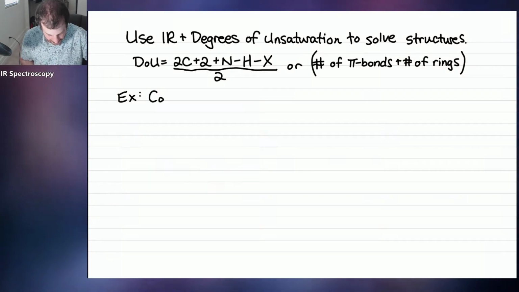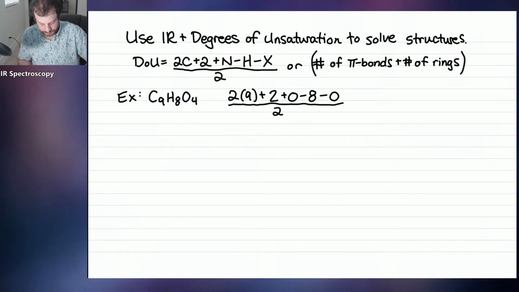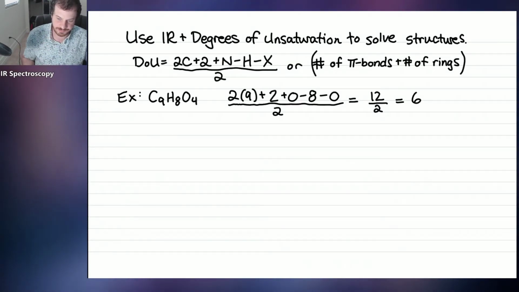So let's say I give you the formula C9H8O4. Let's apply the formula. So it's 2 times the number of carbons, so it's 2 times 9, plus 2, always plus 2, plus the number of nitrogens, of which there are 0, minus the number of hydrogens, of which there are 8, and then minus the number of halogens, of which there are 0, all divided by 2. You do the math on the top, and you'll get 12 divided by 2 is equal to 6. So the degrees of unsaturation for this compound is 6.